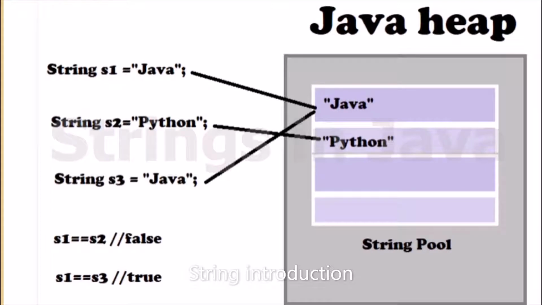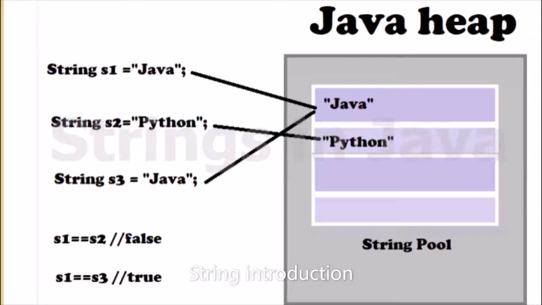Now let's look at this diagram. Here we have a heap area which contains a string pool area where the string literals are stored. Here Java and Python are two string literals.